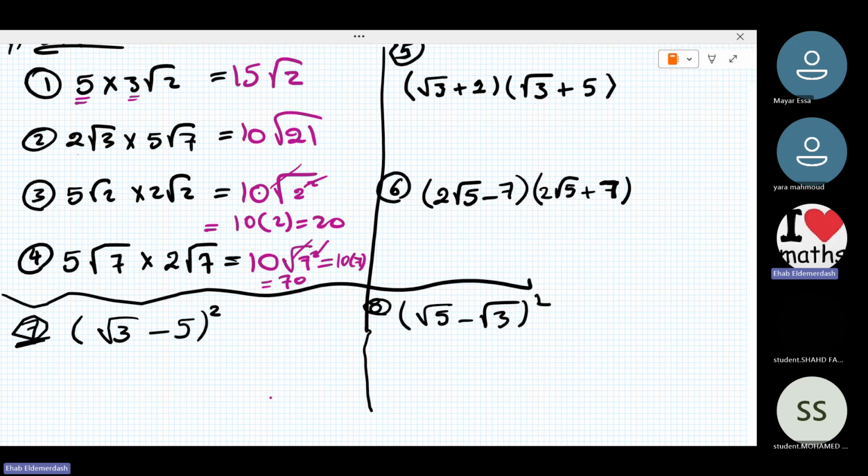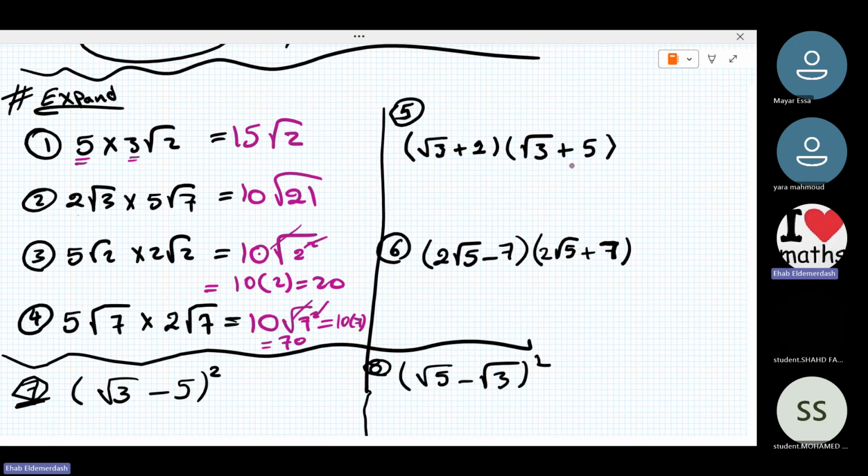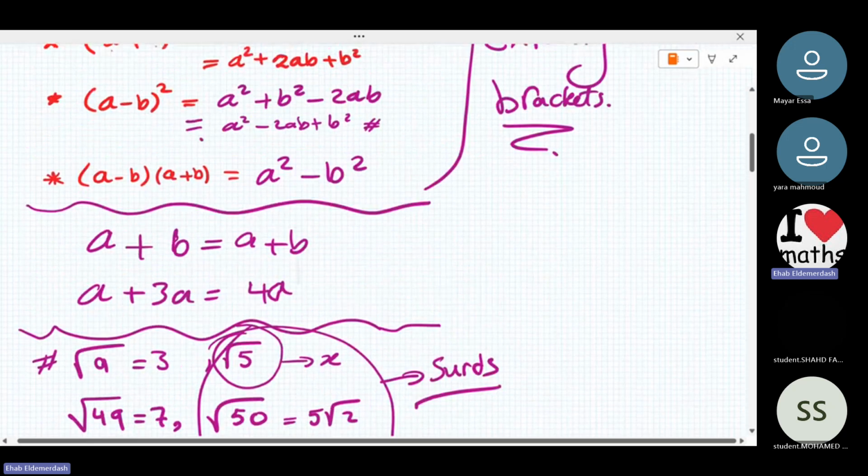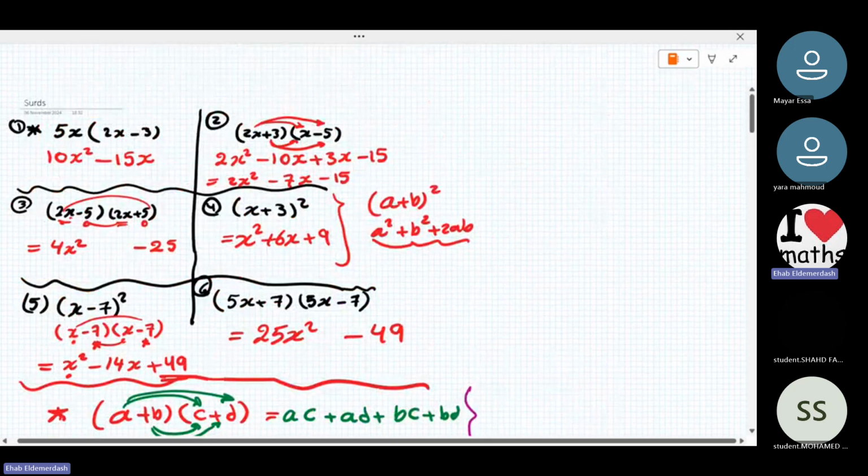Next. What's the next scenario? I have to multiply these two brackets. Hashim is telling me it's different. Yes, it is, and we need to go through it step by step. So root 3 with root 3, then root 3 with the 5, then 2 with root 3, then 2 with the 5. So what will be happening? It's just like the first part that I started the class with. Do you remember when we had this question? This is the same scenario.